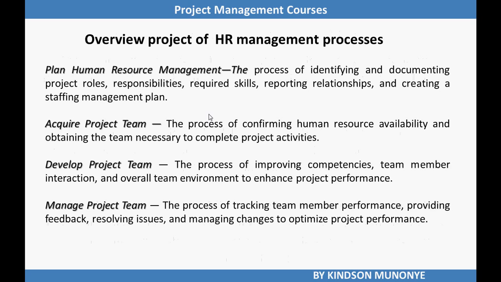Plan Human Resource Management. The process of identifying and documenting the roles, responsibilities, as well as required skills, reporting relationships, and also creating a staffing management plan. So straight ahead, you know that in the Plan Human Resource Management process, a staffing management plan is created. The next three processes fall under the execution process group. That is Acquire Project Team, which is a process of confirming human resource availability and obtaining the team necessary to complete project activities.